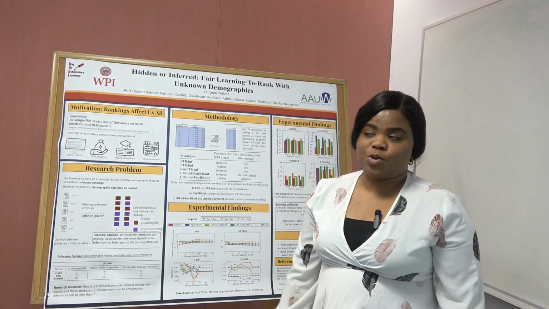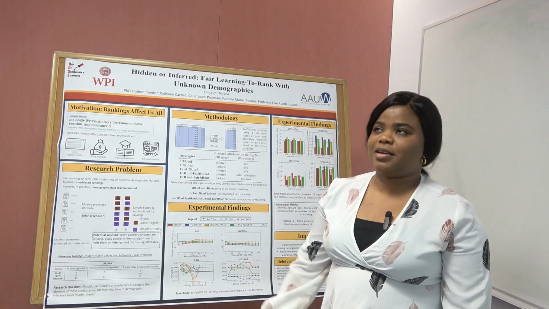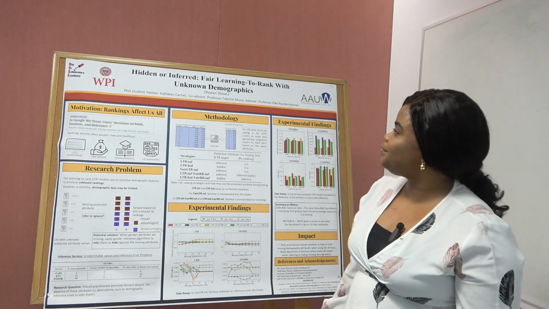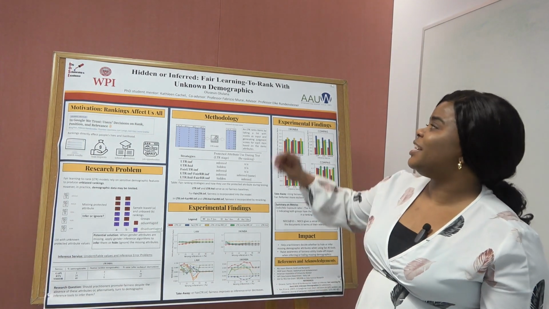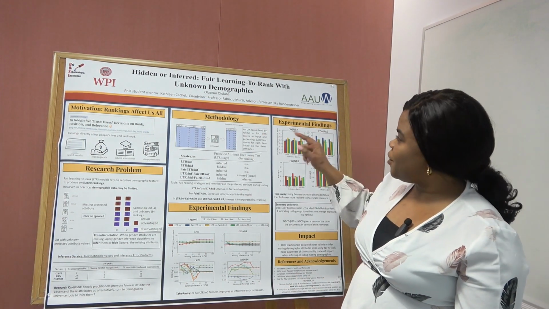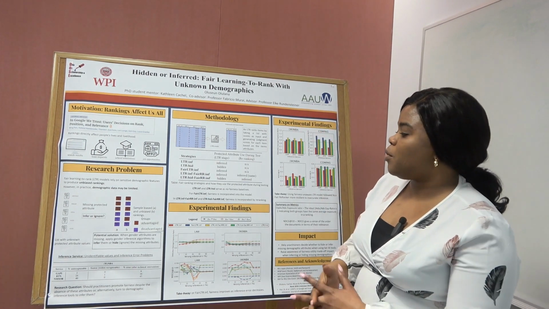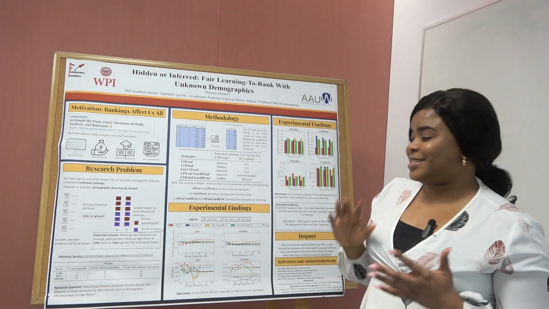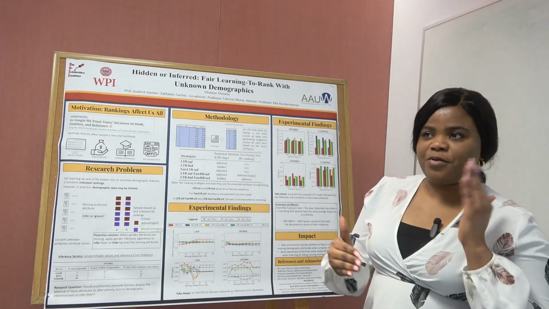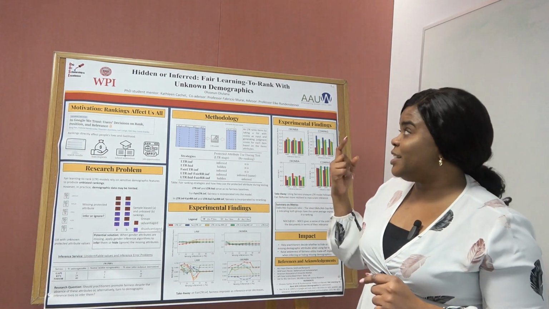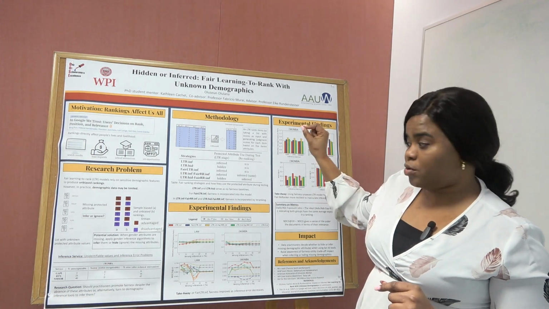My name is Olulana and I'm a PhD student in data science at WPI. My research is about hidden or inferred fair learning to rank with unknown demographics. That's the topic. What we're trying to do is help practitioners decide whether to hide or infer missing demographics when they need them for fair learning to rank models.